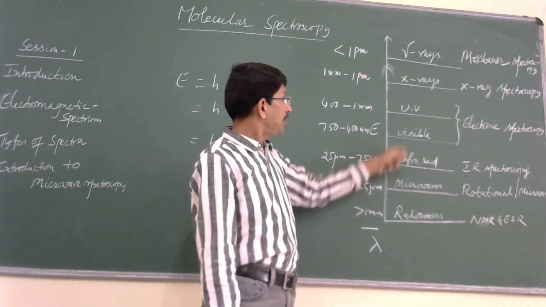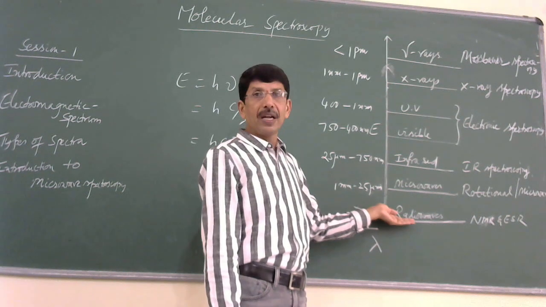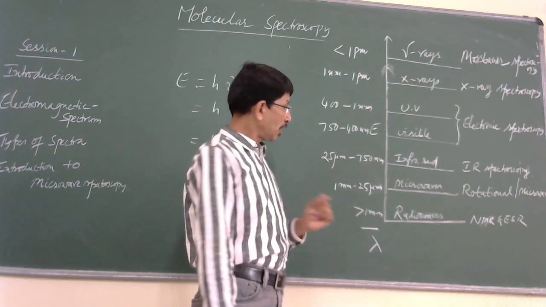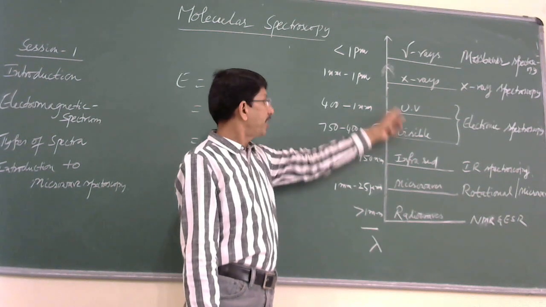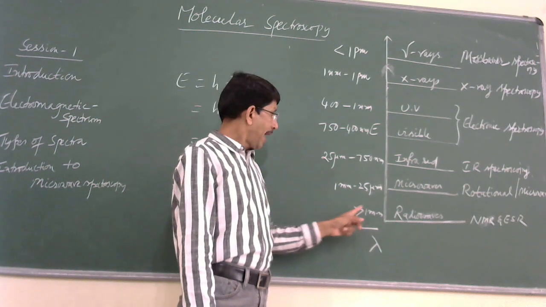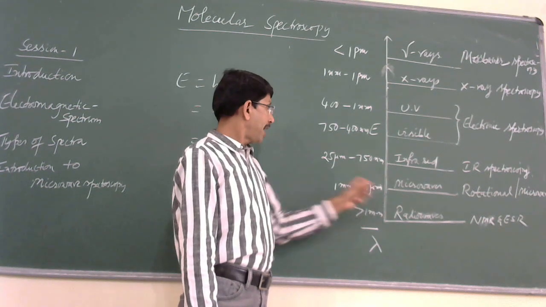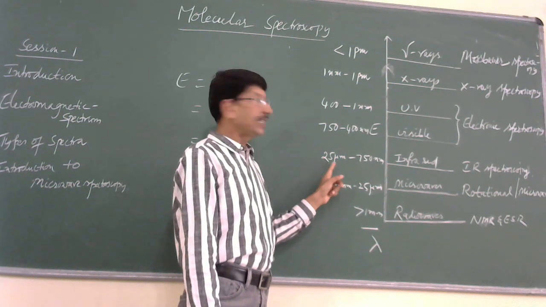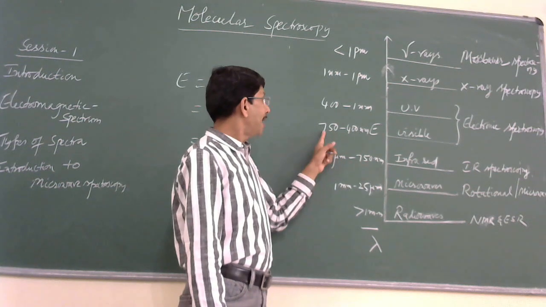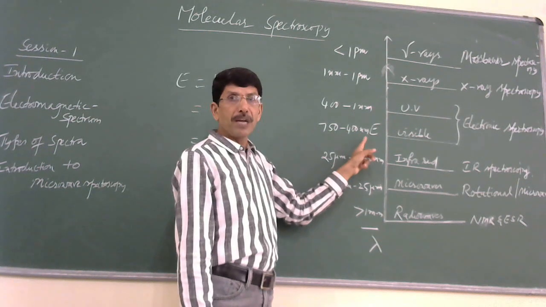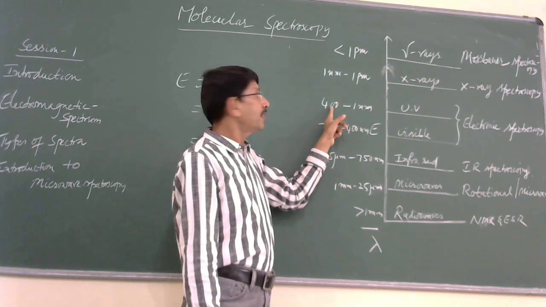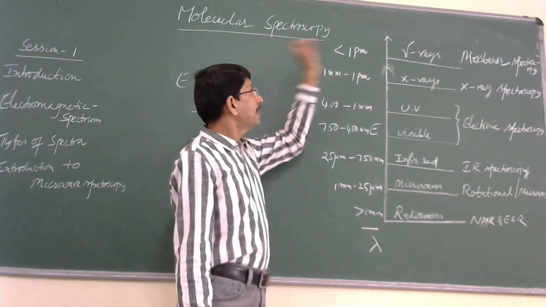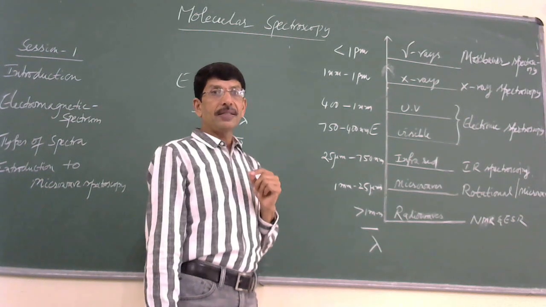Looking at the energy of these waves, radio waves have the lowest energy and gamma rays have the highest energy. Since energy is inversely proportional to wavelength, when you look at the wavelengths of these different radiations, radio waves are the longest waves, having wavelength more than 1 millimeter. Microwaves have a wavelength ranging from 1 millimeter to 25 micrometers, infrared waves from 25 micrometers to 750 nanometers, and visible radiation 750 to 400 nanometers. Ultraviolet rays have a wavelength ranging between 400 and 1 nanometer, X-rays between 1 nanometer and 1 picometer, and gamma rays have a wavelength less than 1 picometer.